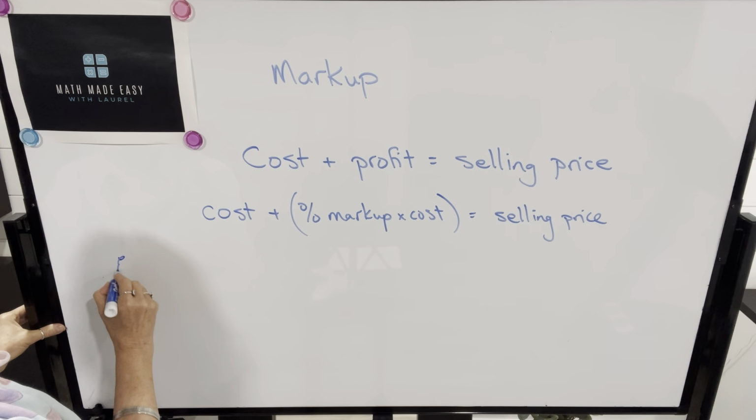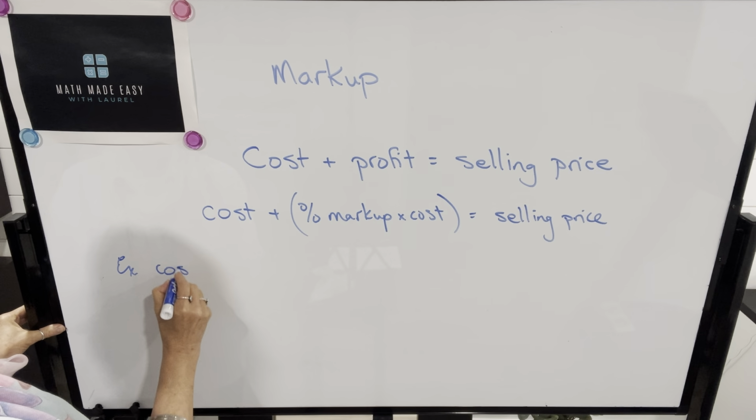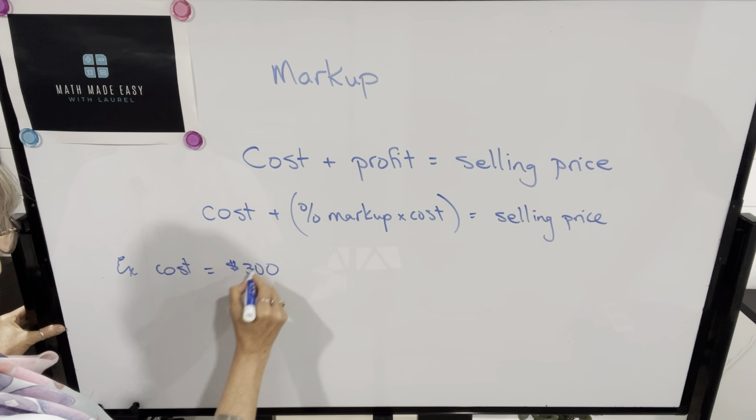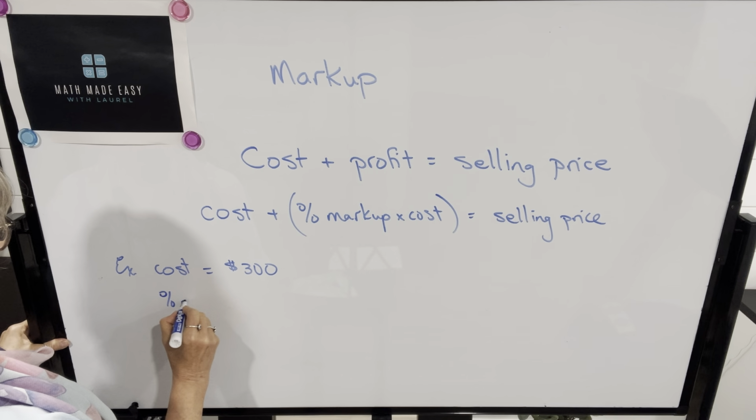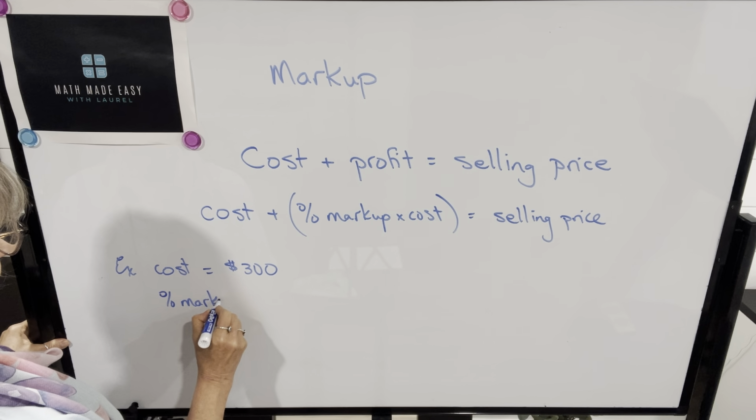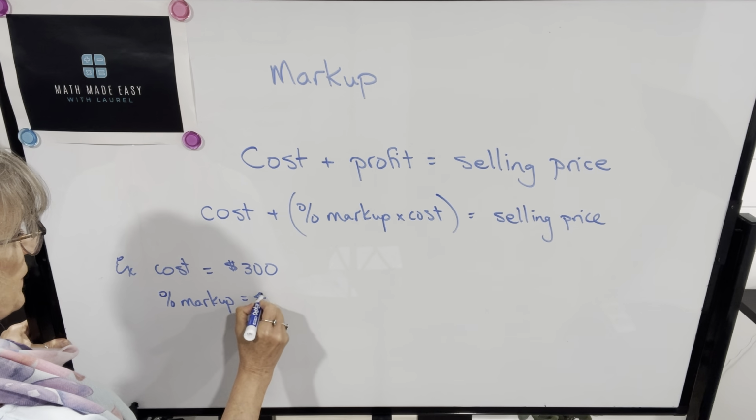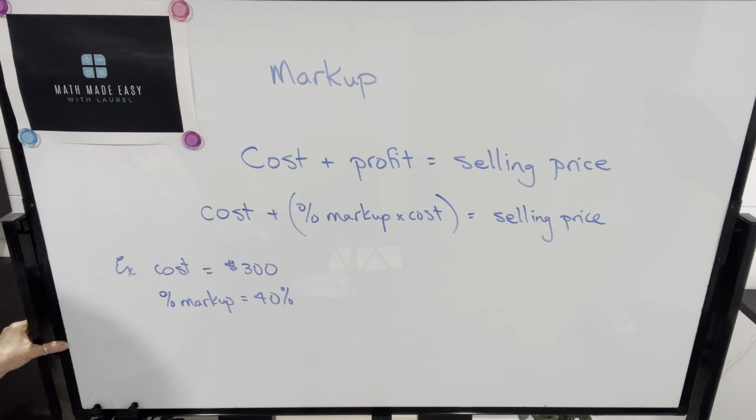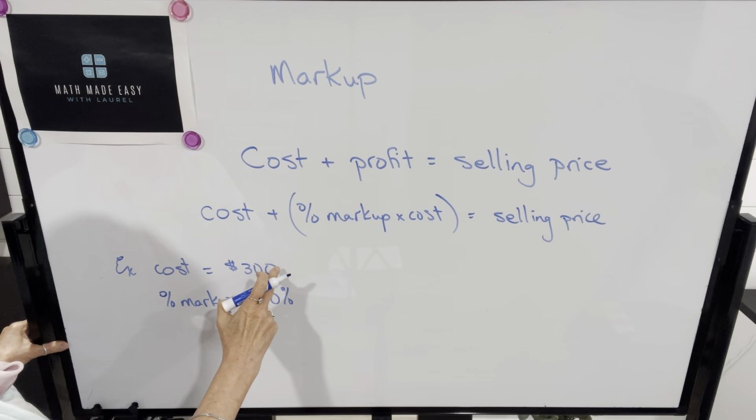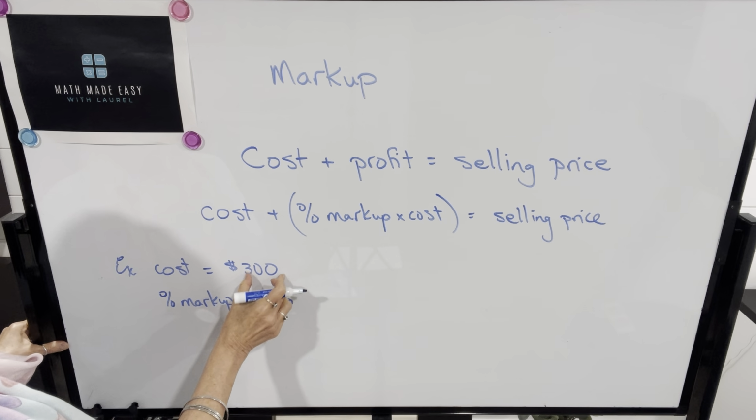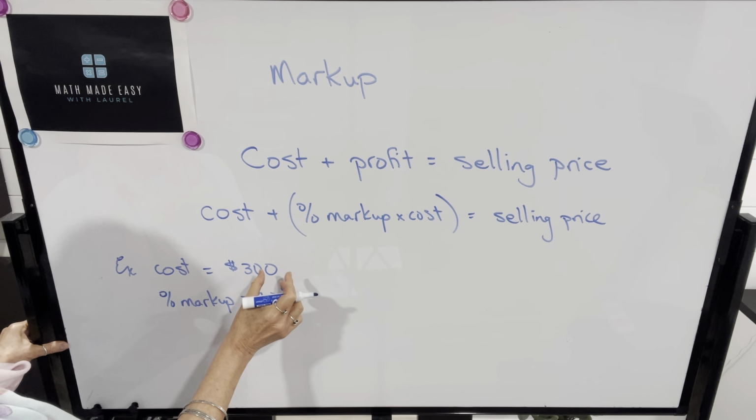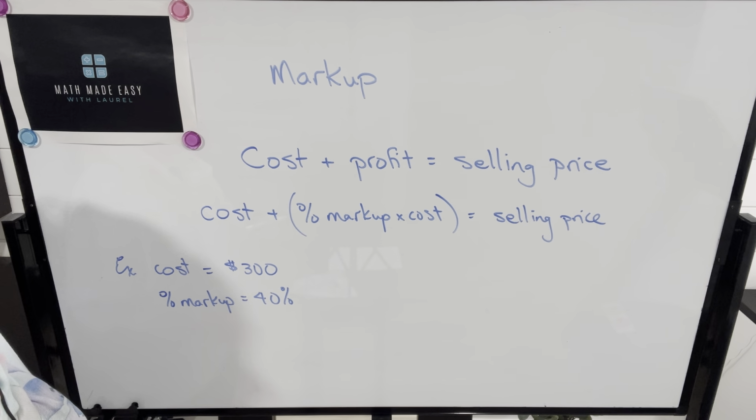So let's say the cost of an item is $300 and our percent markup is 40%. In order to find the selling price, we're going to take our cost of $300, we're going to add 40% of $300, which is going to be our profit, and that will give us the selling price.